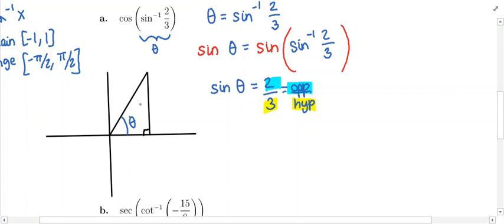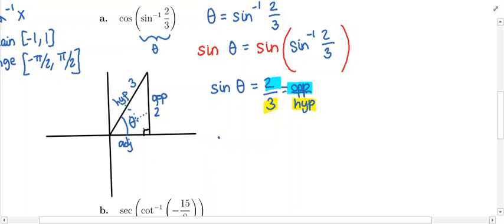So let's do this. If we go straight across from theta, this is the opposite side. It needs to be labeled with a 2. Across from the right angle, this is the hypotenuse. It needs to be labeled with a 3. The remaining side is the adjacent side, and we need to calculate what that value is.